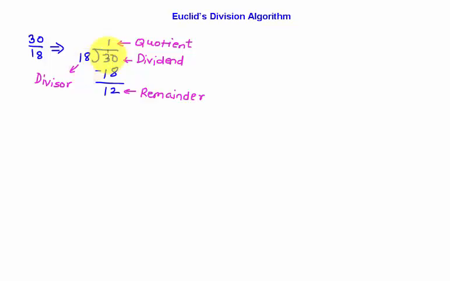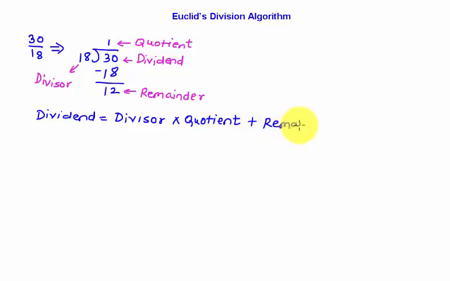Now you can see that the dividend 30 is equal to 18 into 1 plus 12. That means dividend is equal to the divisor into quotient plus remainder. In this case the quotient is 1, so 18 into 1 is 18, plus remainder which is 12, gives us the final value of 30.